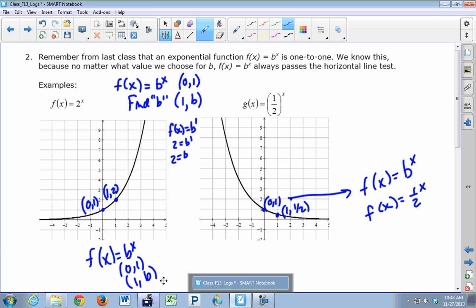Okay. We talked about the horizontal line test on Monday, that these were both one-to-one. They were reflections across the y-axis of each other. And because they're one-to-one, we know they have an inverse function. So let's plot the inverse function of f of x equals 2 to the x. Let's do it by hand because we know how to do that. And then we'll take a look at the notation for how to write the inverse of an exponential.